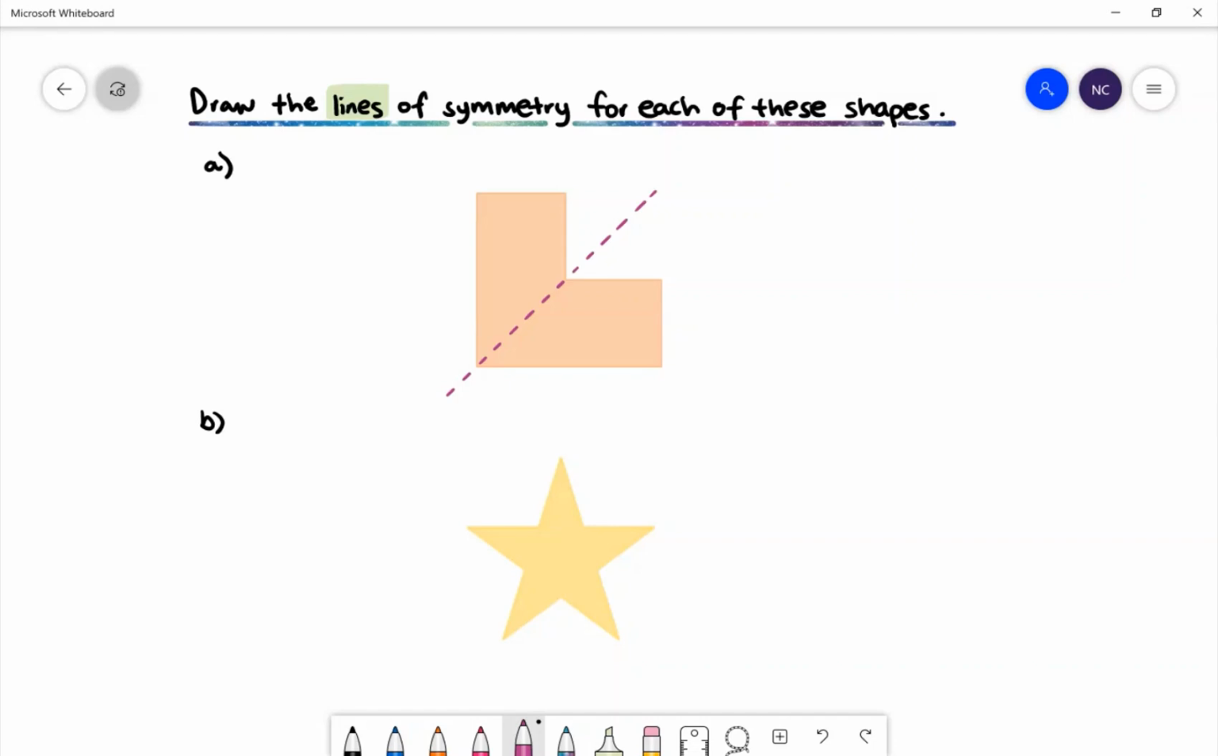Let's take a look at part B. In part B we have a star. How many lines of symmetry do you think it has? Part B has 5 lines of symmetry.